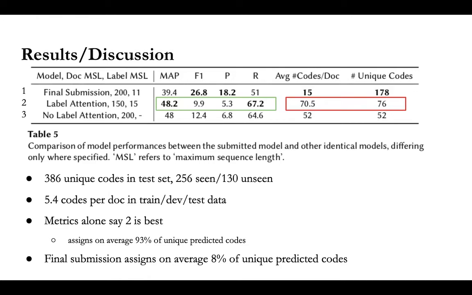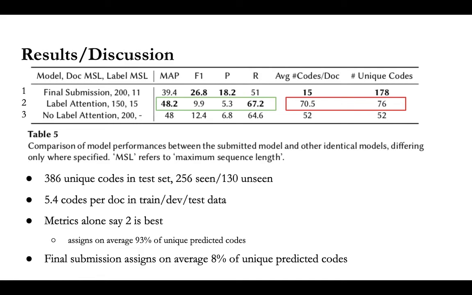So the baseline, for example, we see predicts 52 unique codes, which isn't a whole lot, but even worse, it assigns those same 52 codes to every single input document, despite the fact that it still achieves an okay mean average precision. Number 2, this label attention model, it's a little bit better. It assigns 76 unique codes, but 93% of those on average are assigned to the input documents, which is 14 times higher than the actual average.